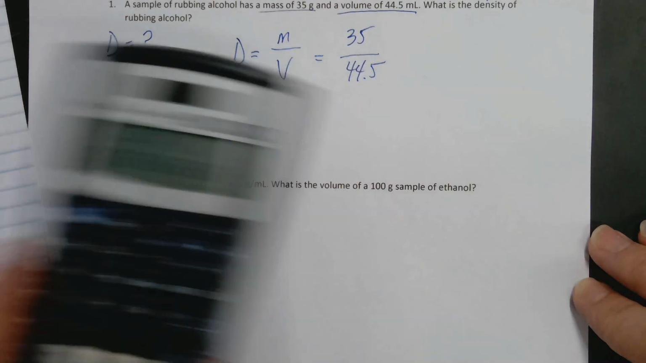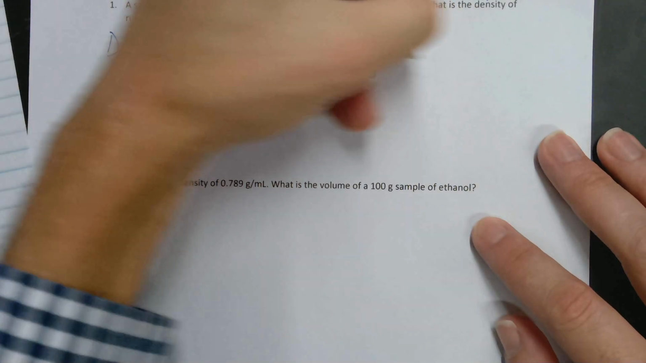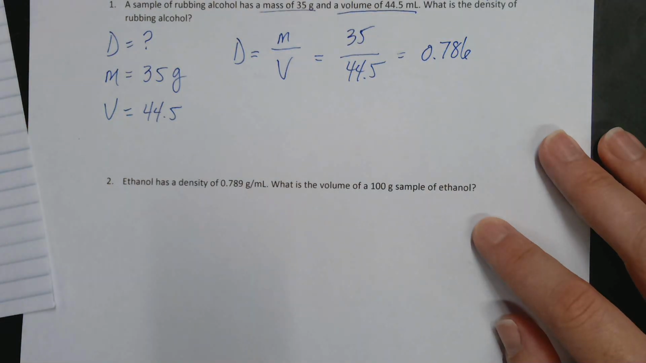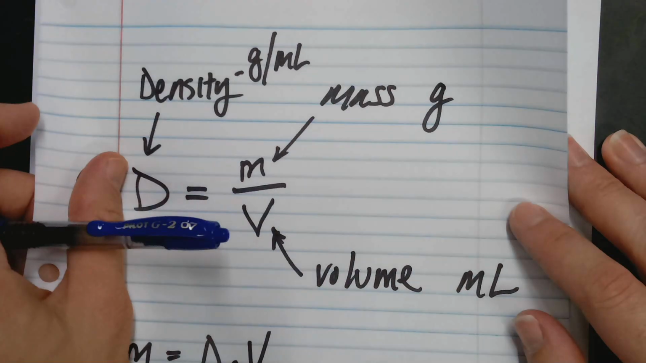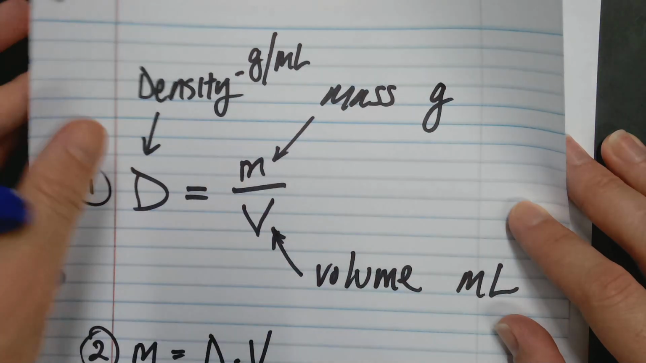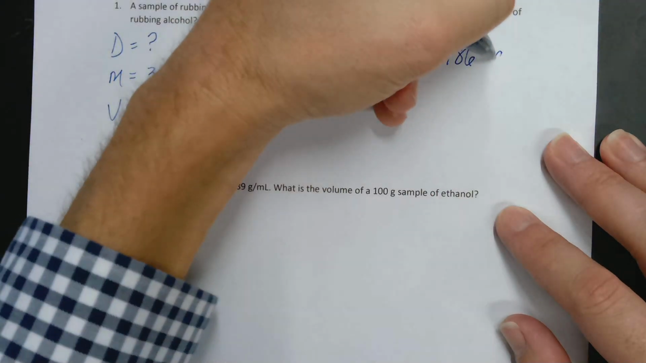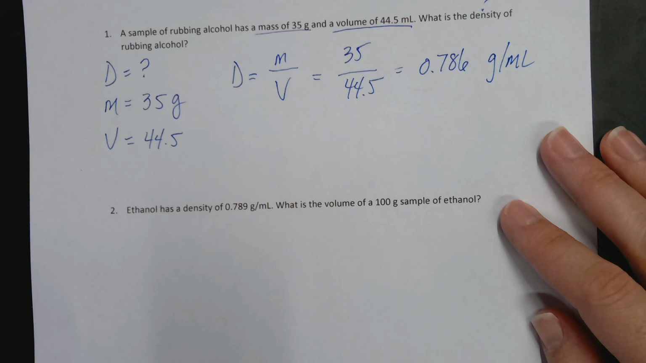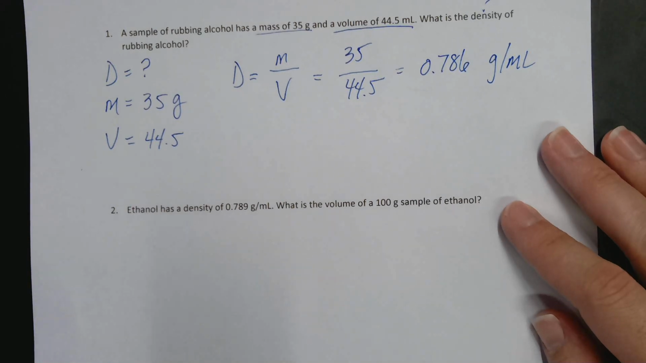Round to 3 decimal places. So that's equal to 0.786, and the units for density are grams per milliliter, so I'm going to put that at the end. Okay, let's try another one.